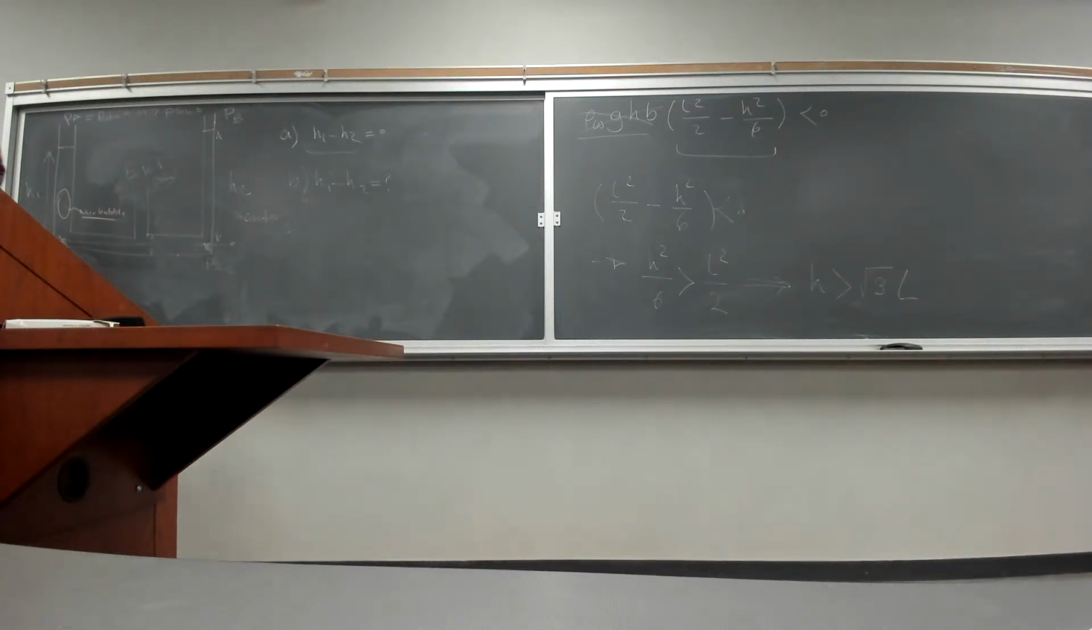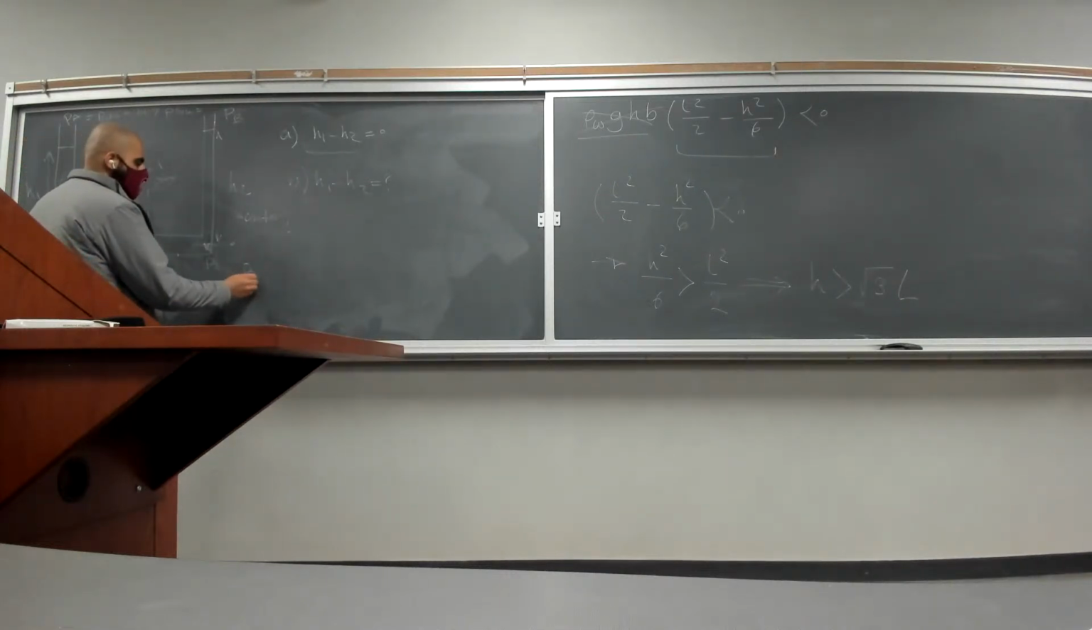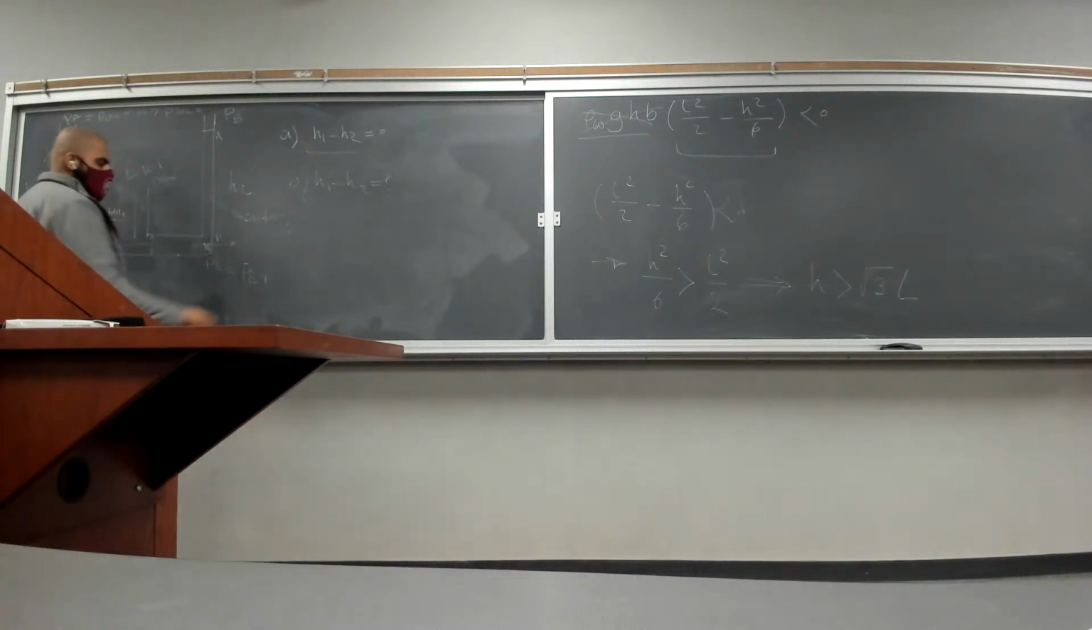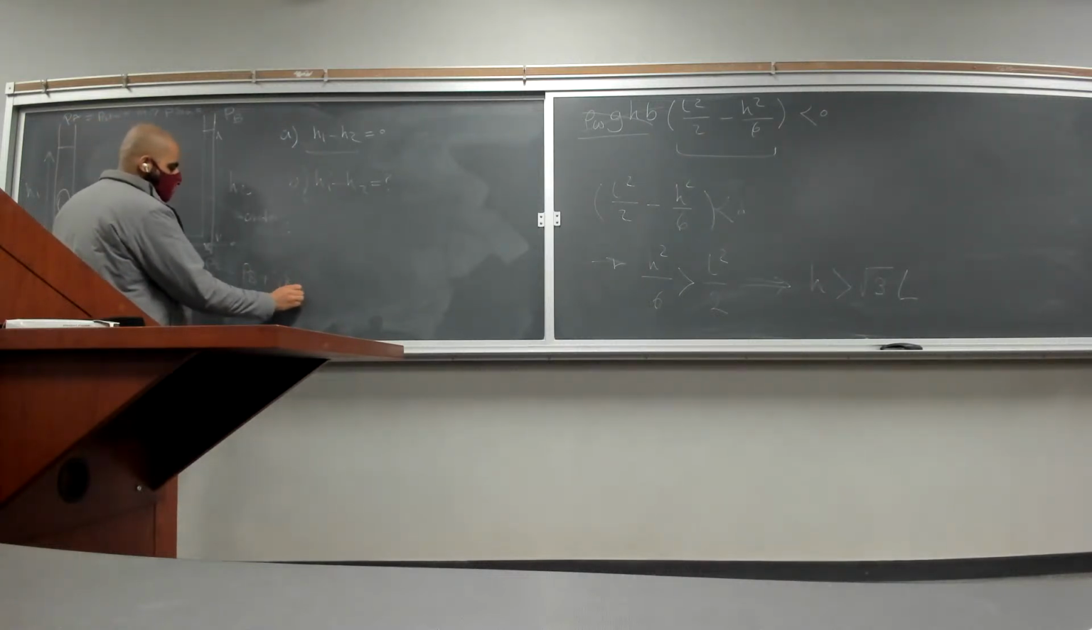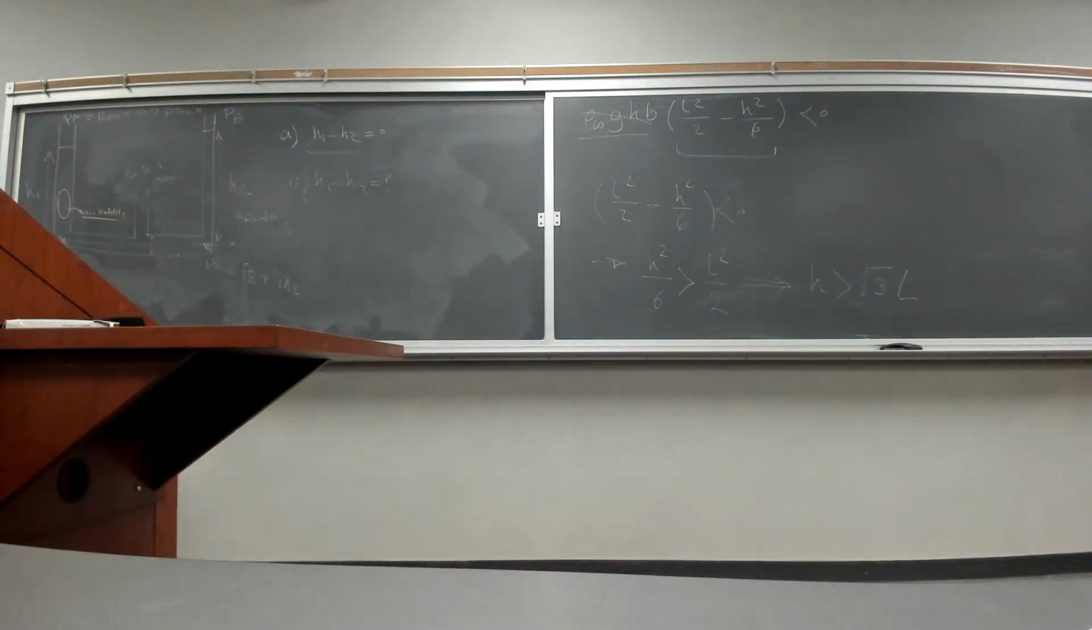P2 is PB plus gamma H2. Okay. Let's look at this column.